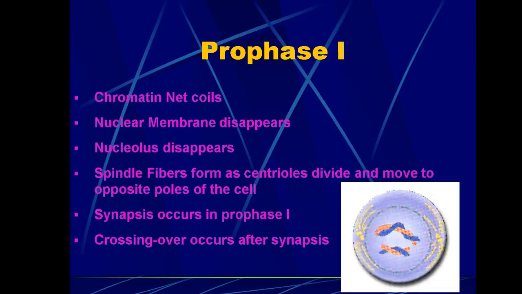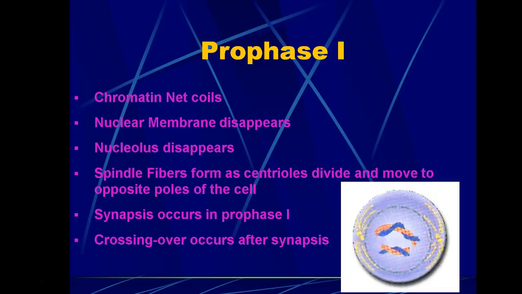So let's begin with prophase number 1. In prophase 1, the chromatin net coils to form what? Chromosomes. We've seen these things happen before. The nuclear membrane is going to do what? Disappear. It's going to dissolve. The nucleolus is going to disappear or dissolve. The spindle fibers are going to form as those centrioles divide and move to the opposite poles of the cell.